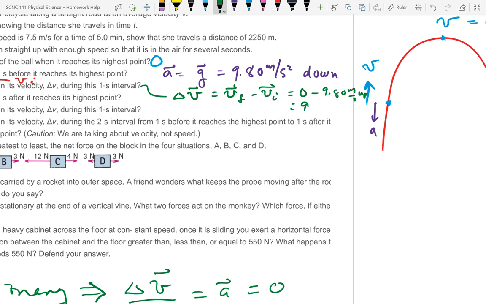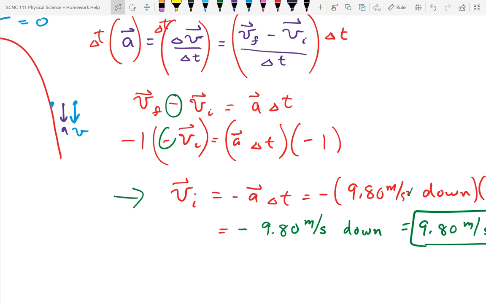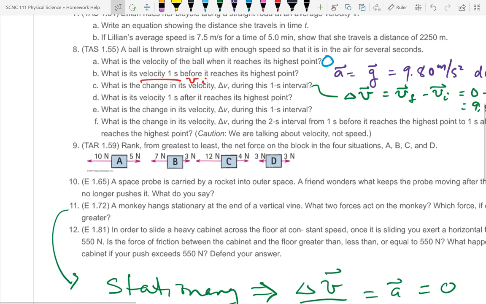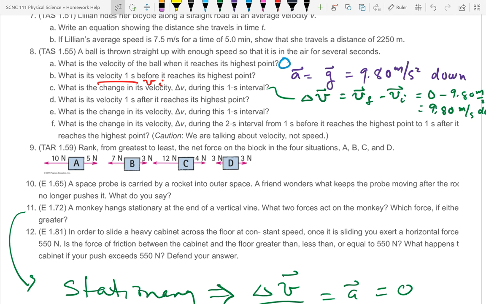Which of course is 9.80 meters per second down, was the change in velocity. And of course, we actually had done the calculation. This here was the change in velocity right there. Right, so it's pretty clear. Is that the one you were asking about? Part C? Or was it D?